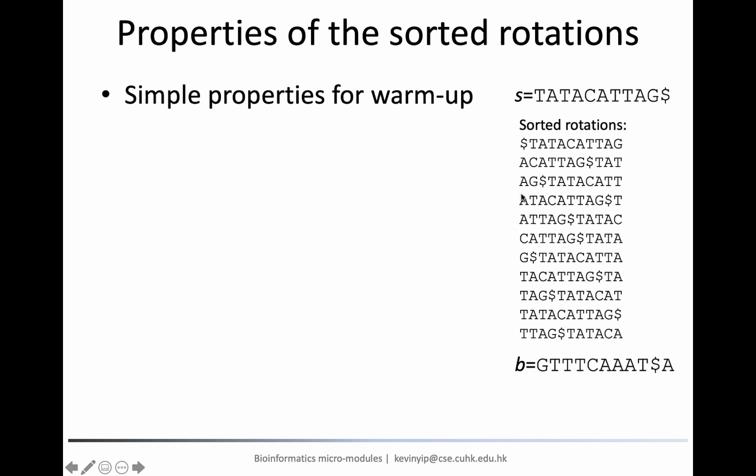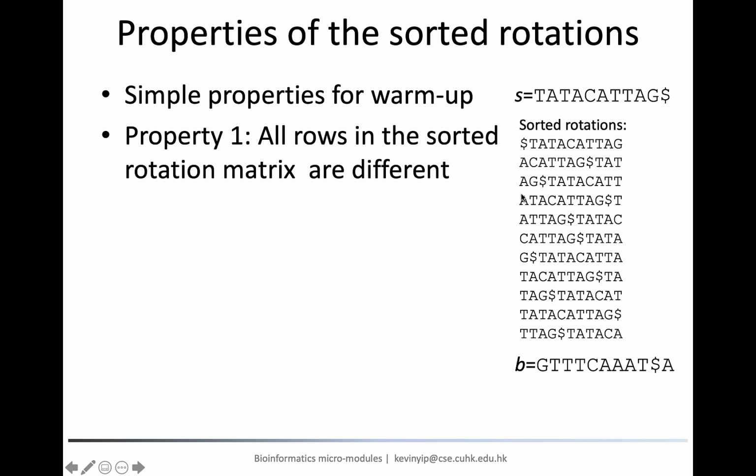Now, let's study some properties of the sorted rotations. We will start with some simple properties to get warmed up. The first property is that the rotations in different rows of the sorted rotation matrix are all different. Why is that? This is because of the end of sequence symbol $. There is only one $ symbol in S, and each rotation places it at a different position, and therefore all rotations must be different from each other.